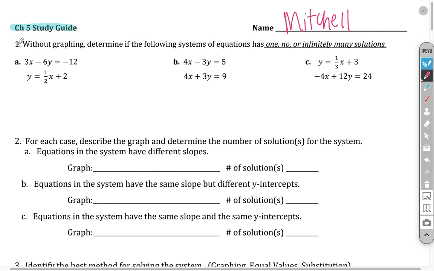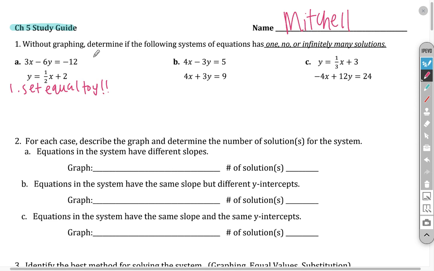I think that's all I have to say, so we can go ahead and get started. Number 1 says, without graphing, determine if the following systems of equations has one, none, or infinitely many solutions. What it means by without graphing is we don't have to actually solve these to figure out what it's going to look like. We can look at the slope, we can look at the y-intercept, and we can decide. But before we can do that, we do need to set them equal to y. So step 1 is set equal to y. And that's going to apply to all of these, so I want to make sure you know that.